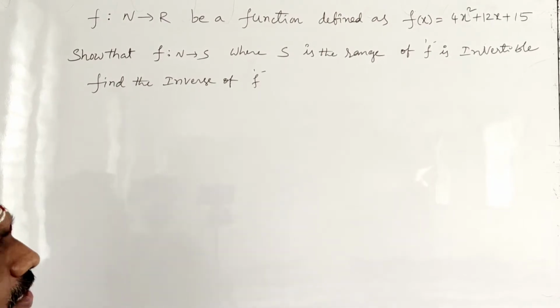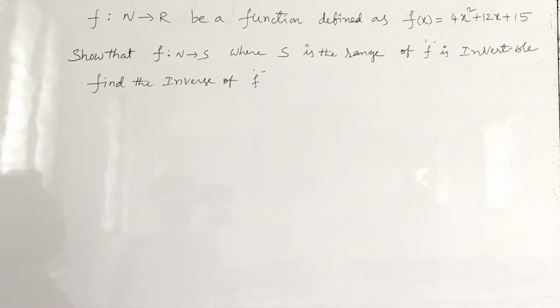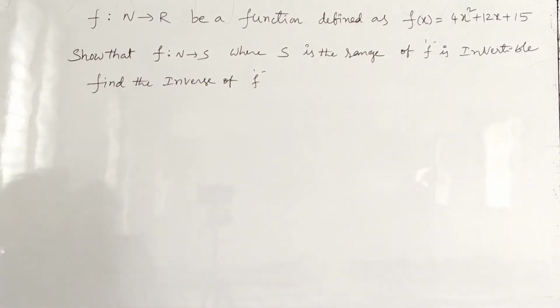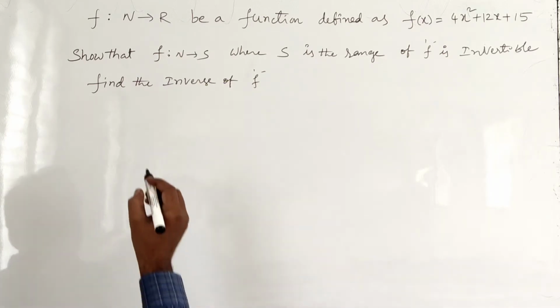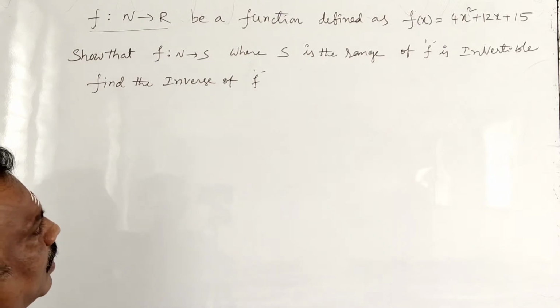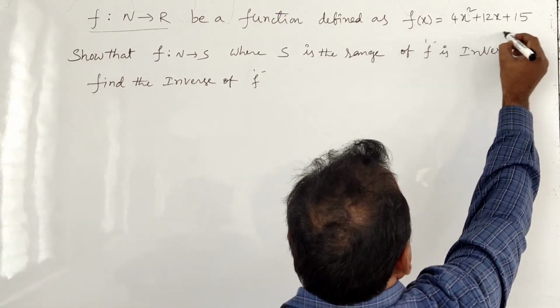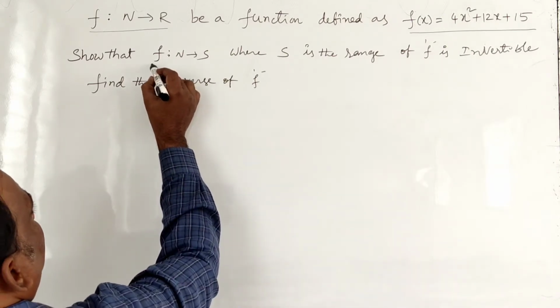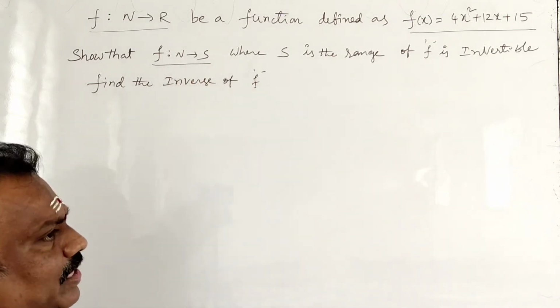is equal to 4x square plus 12x plus 15. Show that f is mapping from N to S, where S is the range of f, invertible. Find the inverse of f. So here don't confuse, students. Here given one function f is mapping from N to R and f of x value. One more also given, f is mapping from N to S.